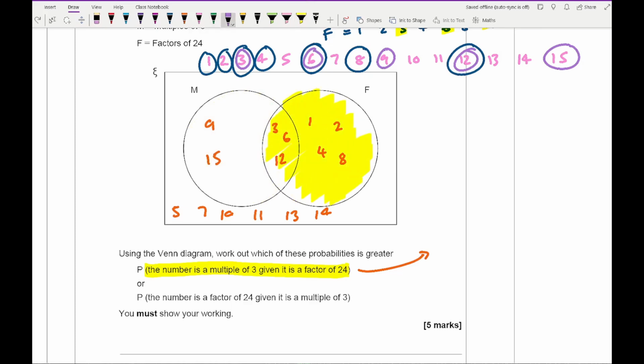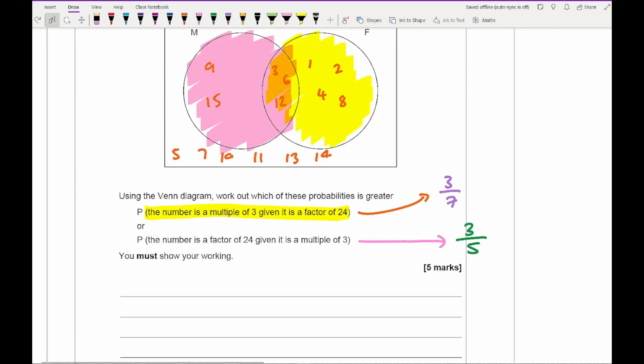So from that pool there are 1, 2, 3, 7 numbers, and out of those, how many are multiples of 3? That's going to be 3, so it's 3 out of 7. Then for the next one, it says the number is a factor of 24 given it's a multiple of 3. So this is going to be using the M circle, in which you can see I've got 5 numbers in total, and how many of those are in the middle? 3. So from this, all we then need to do is compare the 2 fractions, so we can see here which of those 2 probabilities is greater.